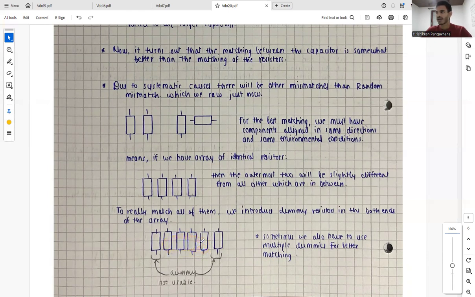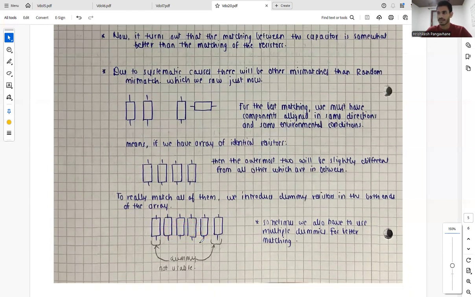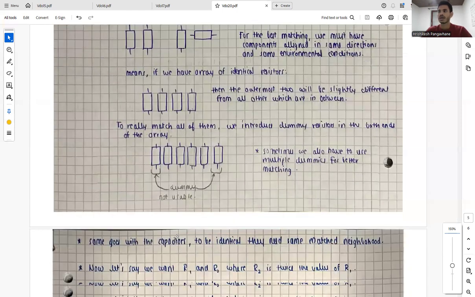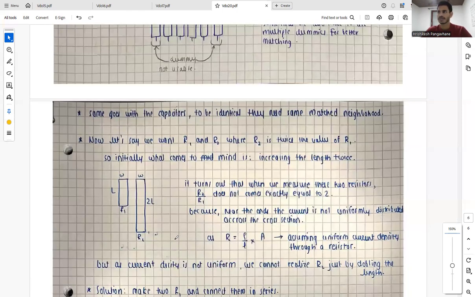Sometimes we also have to use multiple dummies for better matching, and this is how it's done. The same goes for capacitors. To be identical, they need a matched neighborhood. Now let's say we want R1 and R2, where R2 is twice the value of R1. Initially what comes to our mind is, let's increase the length of R1 and make it twice in order to get twice its resistance.